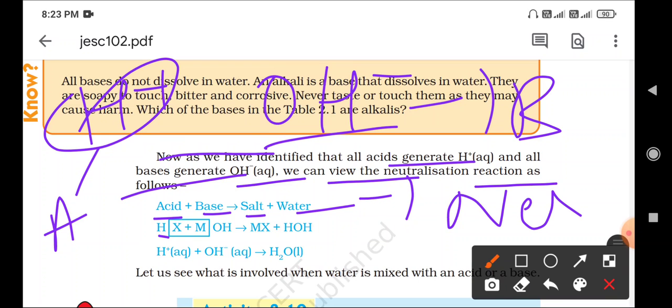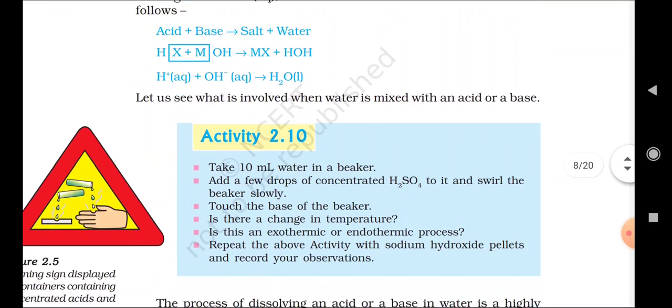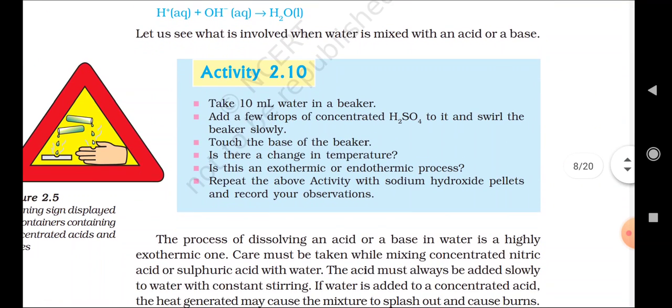In place of X you have to take a metal. So H is the acid, and M is a metal, so that is the base you have to take here. This is the H+ ion and OH, this is a simple example. So next, again a very important activity.